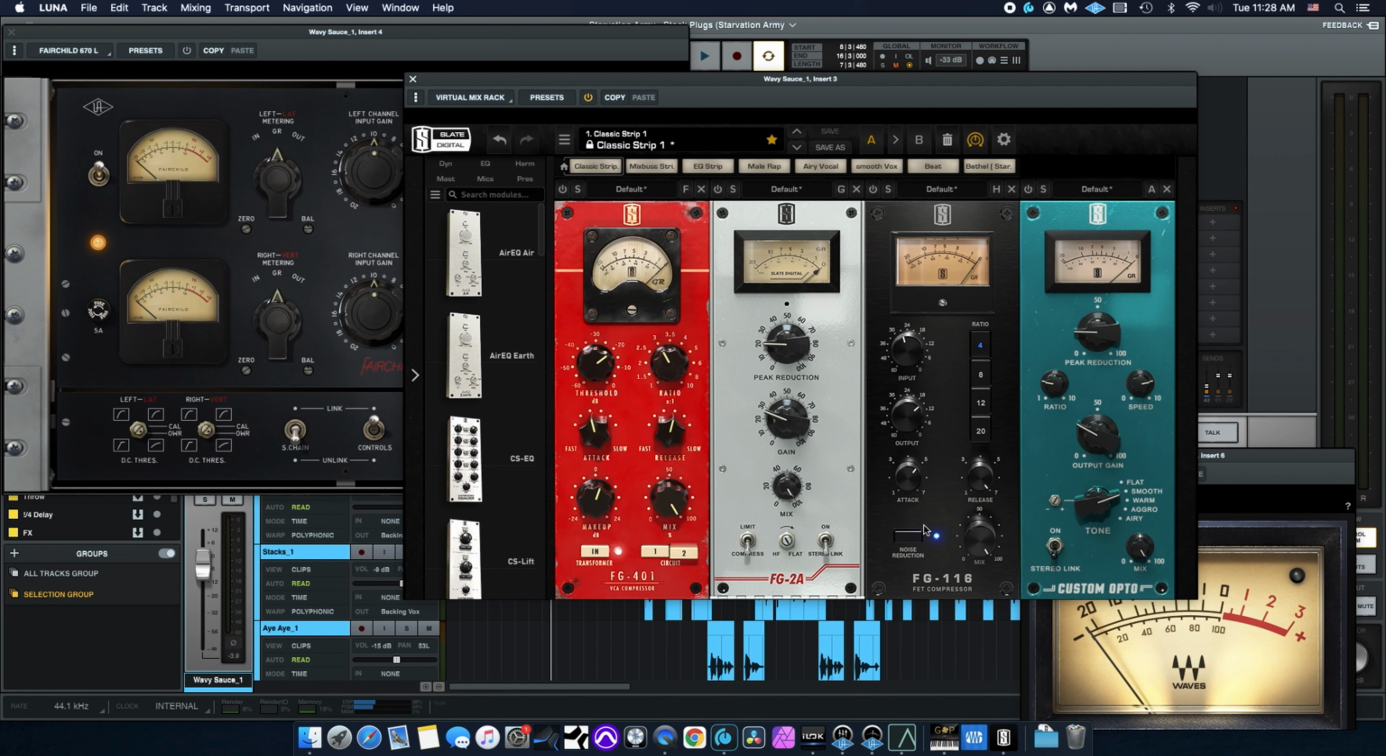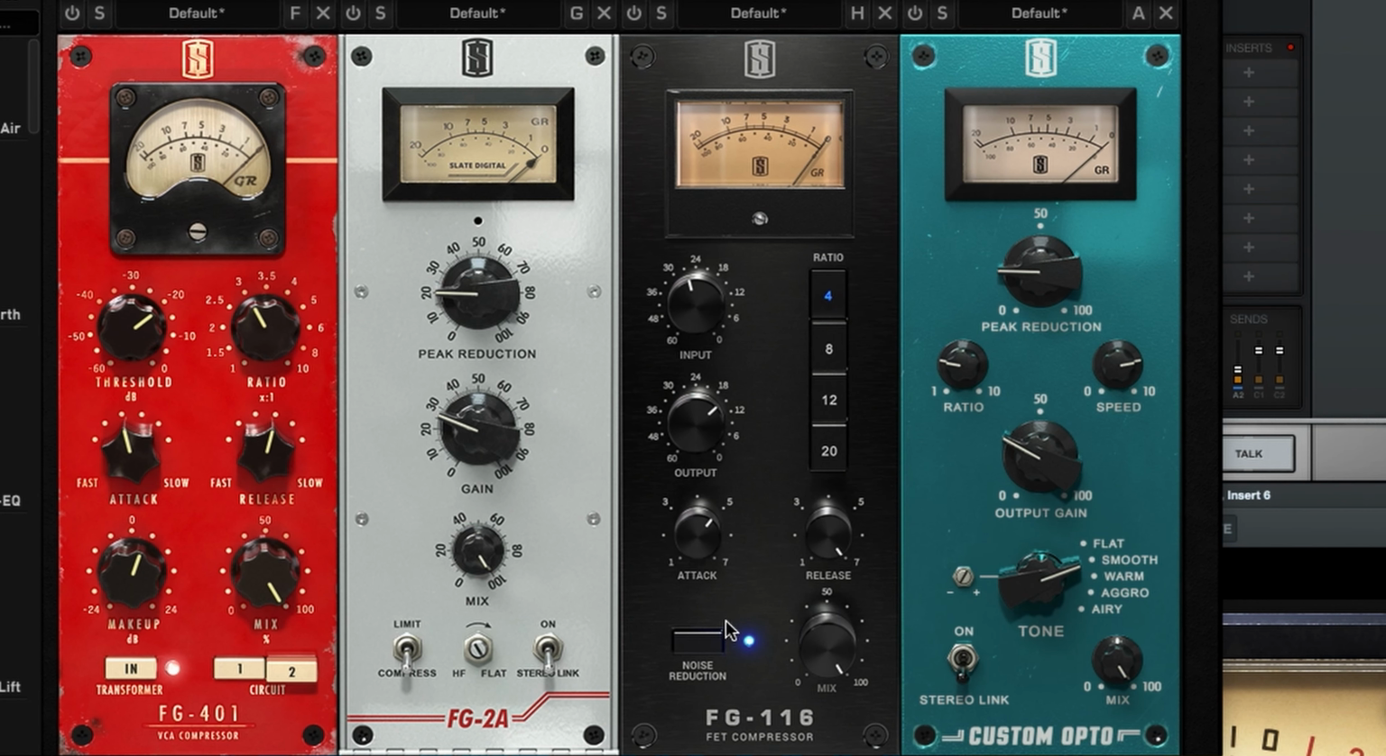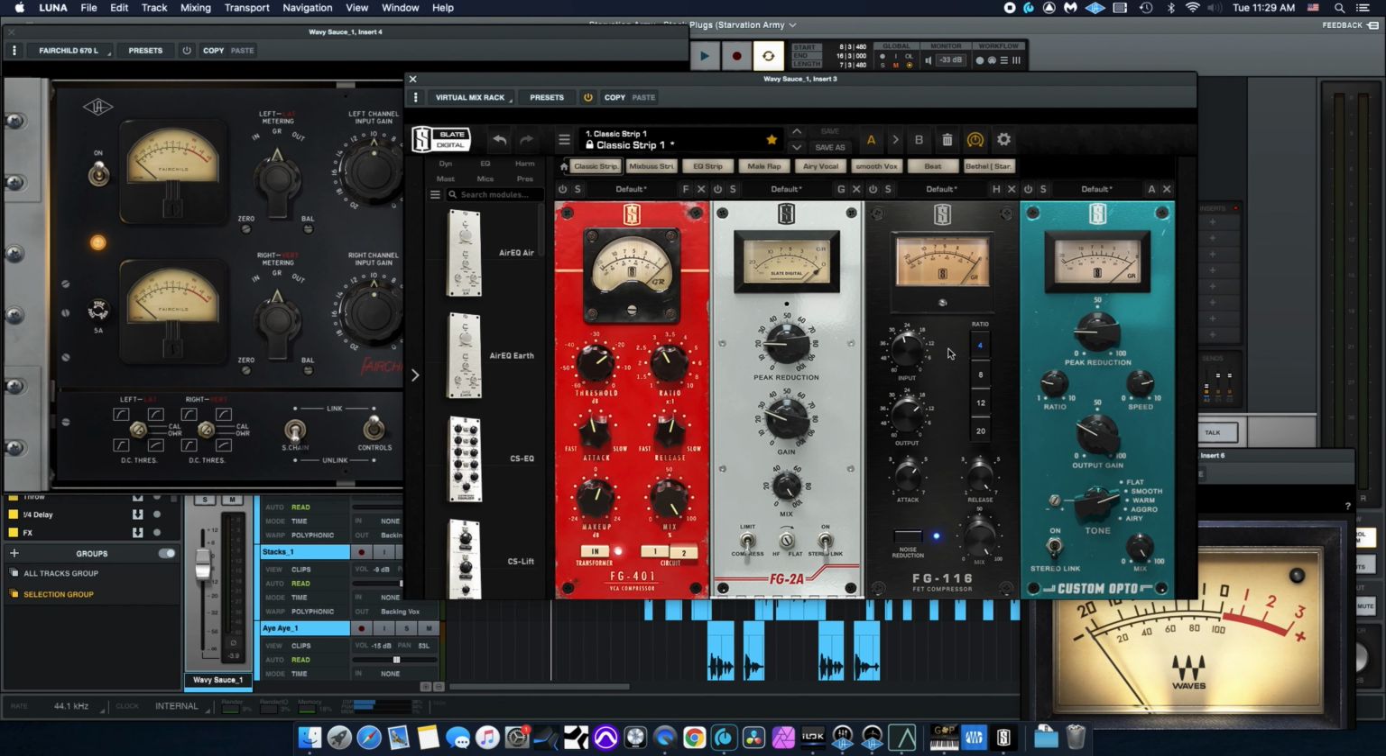All right, moving on, we have the FG116, and this is Slate's version of the 1176. You will notice that it has a gain, an output, attack, release, and also ratio. You'll notice that it doesn't have a threshold like the VCA compressor does, and it doesn't have a makeup gain. It has instead input and output.